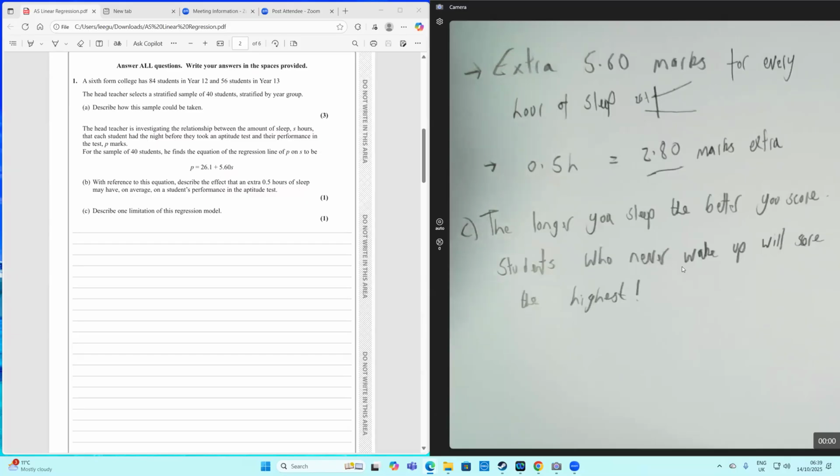And in fact, the most highest performing students are the students who never wake up to even take the test in the first place, which is clearly ridiculous. So the limitation of this model is it predicts that the longer you sleep, the better you score, and the students who never wake up at all are going to get the highest score, which is clearly absurd.